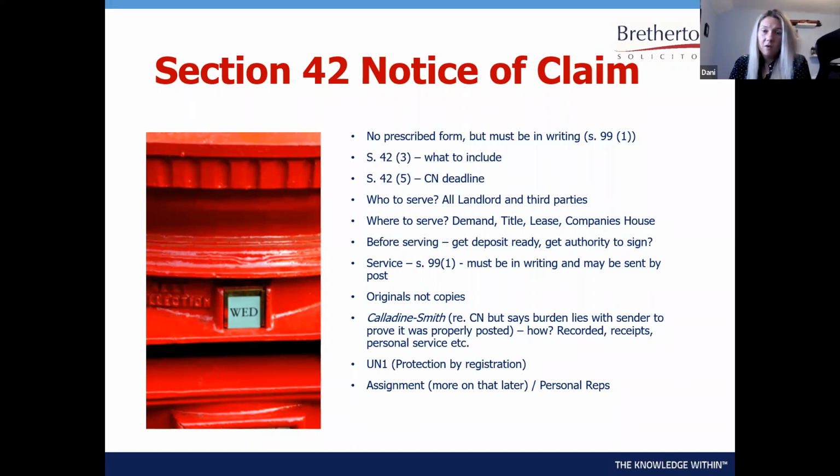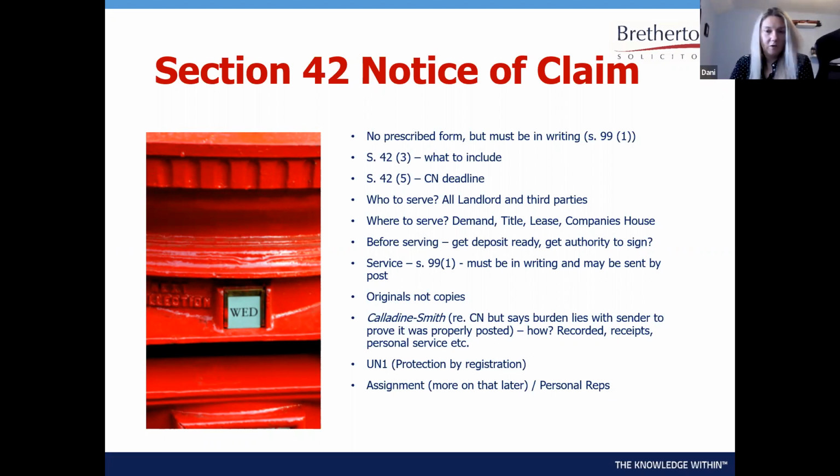In terms of serving the notice itself, it must be in writing, as we've said, and so it may be sent by the post. We've obviously, throughout the pandemic, understood that that's not always the best method of service. It's not always the easiest if people can't get into the office.